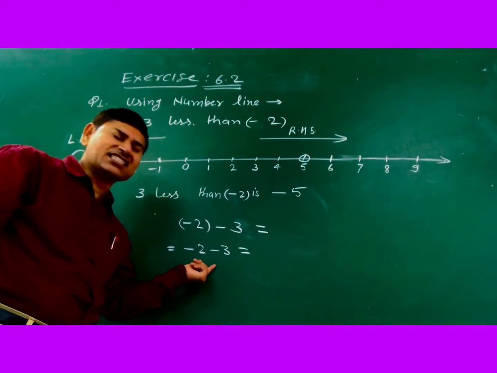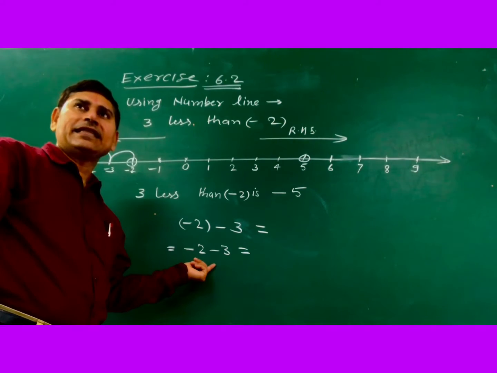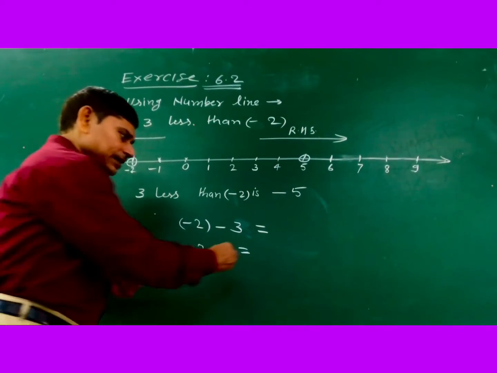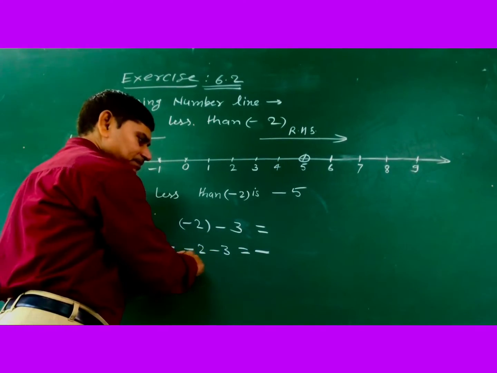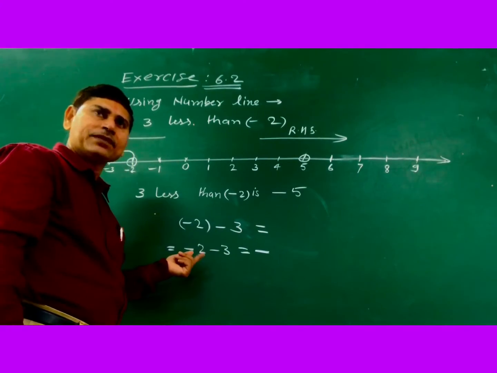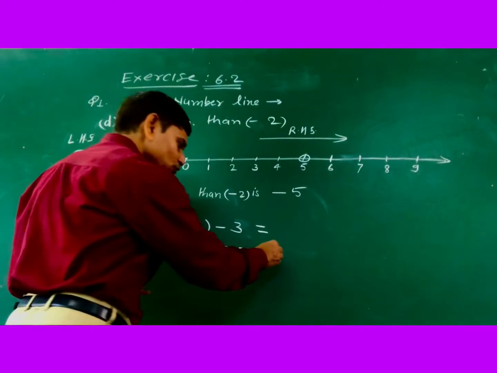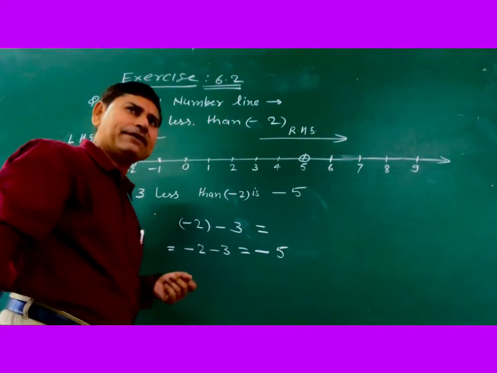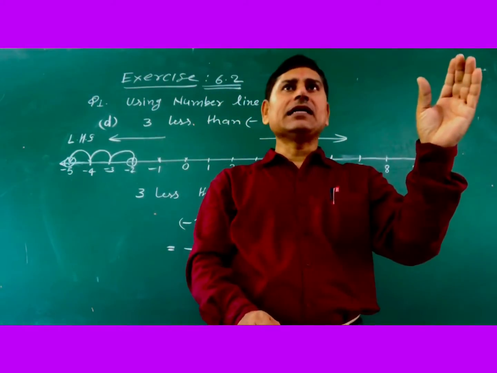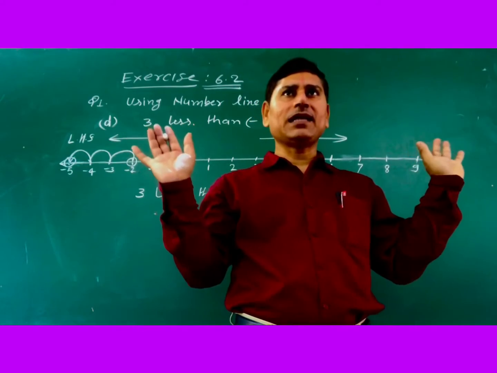If you get the same sign, then your result will be negative, because the minus sign stays. And 2 and 3 you will add here. How much will you get? 5. Why 5?